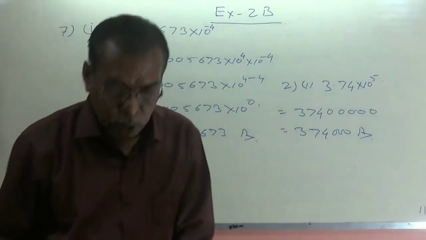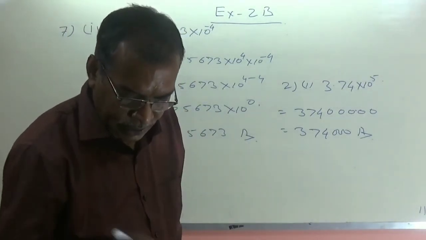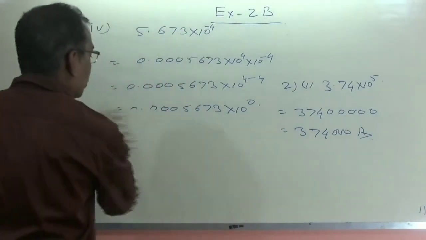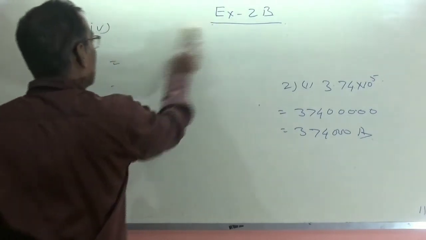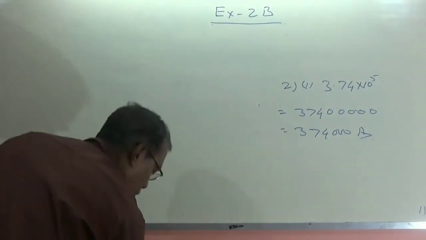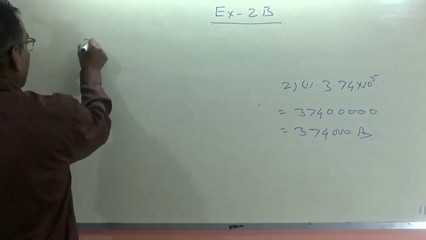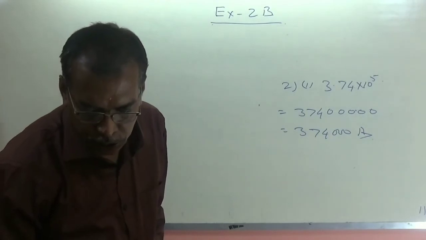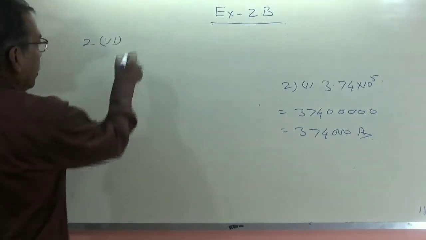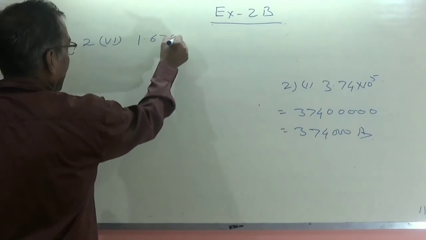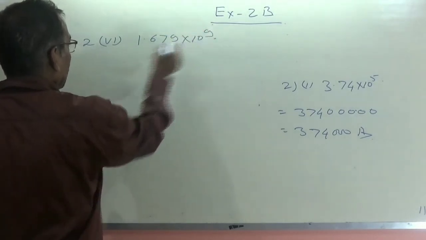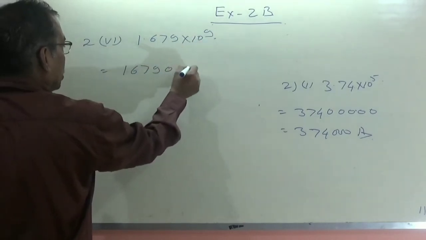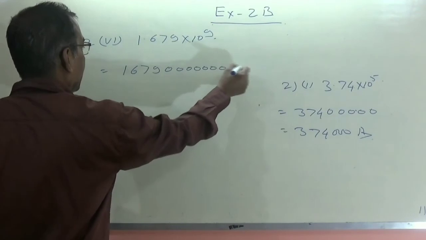Similarly, one more question I am going to solve. What I have told you, I think some mistakes I have made there. This is rectification, okay? Question number 2, first I have solved. One more question, say suppose 2 sixth one, the last one. The question is 1.679 into 10 to the power 9. What you have to do? 1, 6, 7, 9, then 9 zeros you have to write. 1, 2, 3, 4, 5, 6, 7, 8, 9.